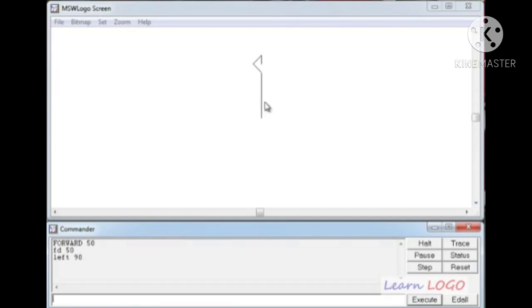Okay, all of you understand? The format is left, space, then angle. In this command, the angle turns 90 degrees. Turn left by 90 degrees. Here, I again give the forward direction. So, forward 50, then execute. So, the turtle moves 50 steps forward.